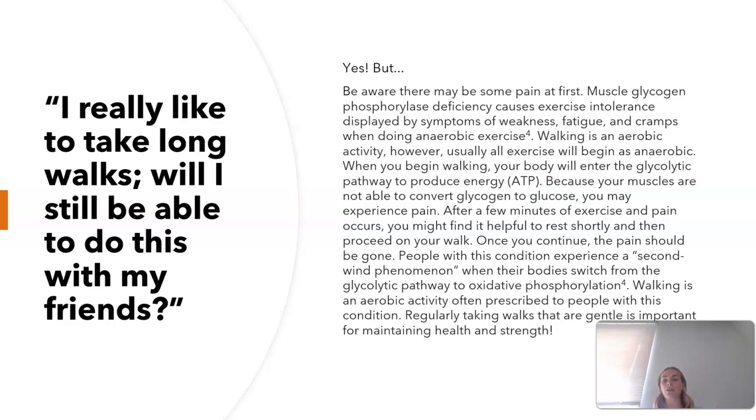And because your muscles are not able to convert that glycogen needed to become a glucose, you might experience pain here. So after a few minutes of exercise and that pain occurs, you might find it helpful to rest shortly and then proceed on your walk. So once you continue, the pain should be gone. This is a common experience for people with your condition, and it is called the second wind phenomenon. This is when the body switches over from the glycolytic pathway to the oxidative phosphorylation.